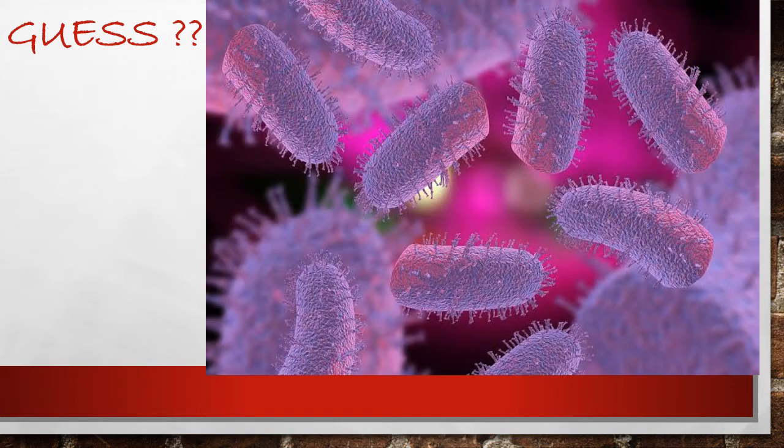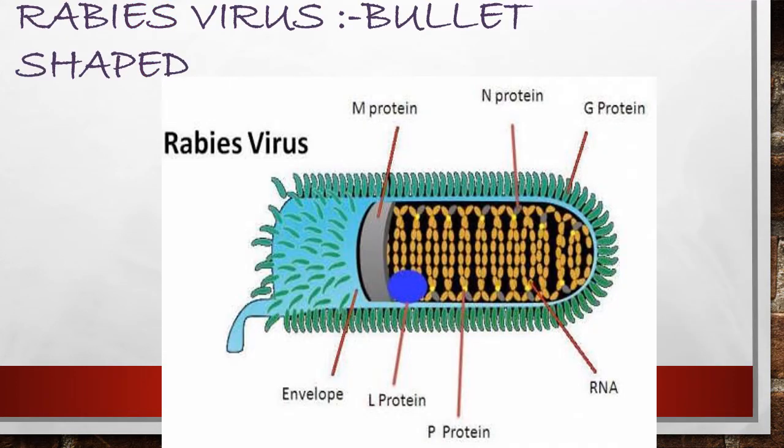Guys, guess this shape. I'm giving you a little hint here, and you can guess. If the guesswork is complete, let's know the answer. What can be the answer? Rabies virus. What is the answer? Rabies virus. And the rabies virus looks bullet shaped.